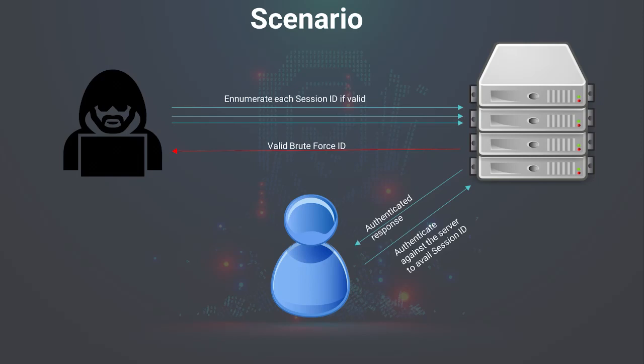Then by doing so, he is going to send multiple requests by brute forcing the sequence ID of the session and expecting that some of the values may actually be valid on the server side. In that way, he will be getting access to the account.